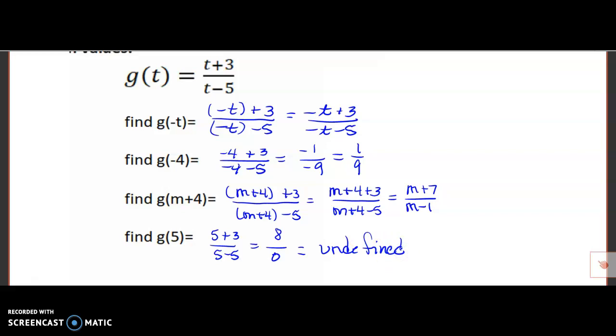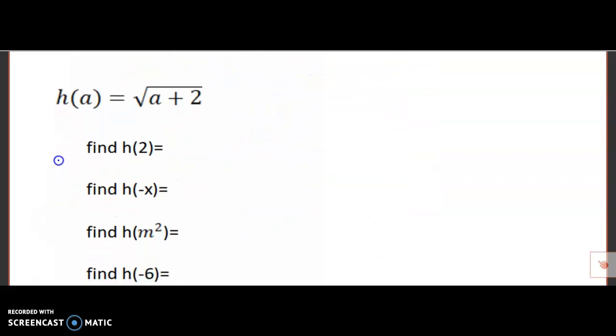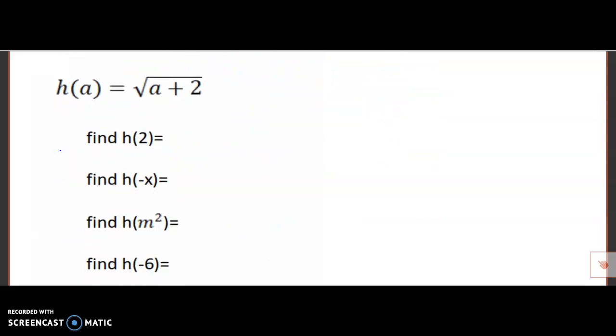And then finally, the last example, the function is h of a equals the square root of a plus 2. So all these values inside my parentheses are my replacements for a in this case. So I keep the square root. The a gets replaced with 2, and I get the square root of 2 plus 2, which is the square root of 4, which just turns out to be 2. When I replace the a with a negative x, I get the square root of negative x plus 2. Can't do anything else with that.